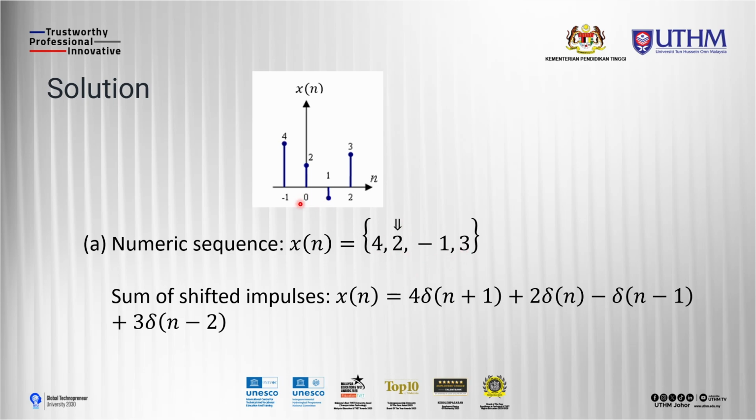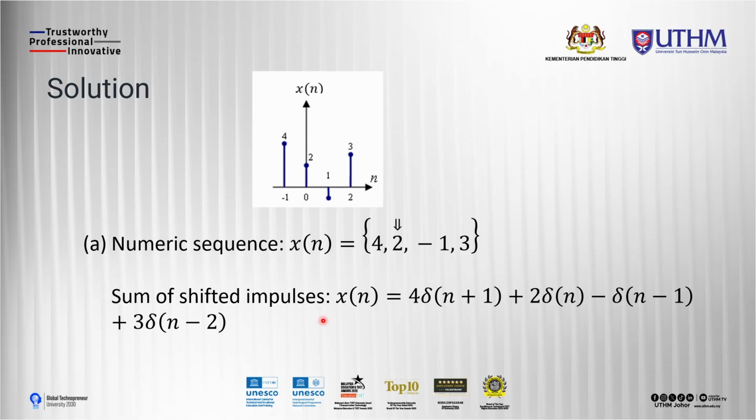Don't forget your origin here is the value of 2. So you write down the value of 2, this is the origin value, and you put a symbol like an arrow here. This arrow represents the origin. Then after that, you can also represent this figure as a sum of shifted impulses.